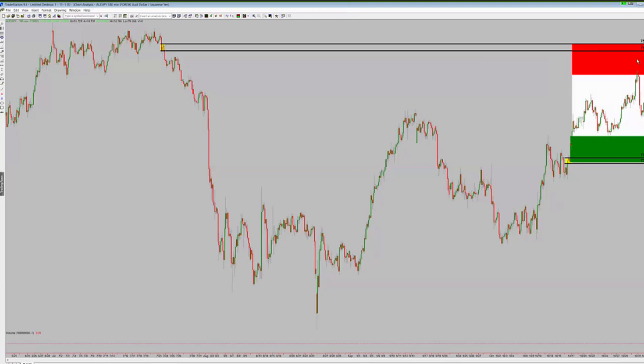It could be up at a price point where supply greatly exceeds demand. That would be up here, specifically up here at the top. Or it could be at a price point down below where objectively demand greatly exceeds supply.